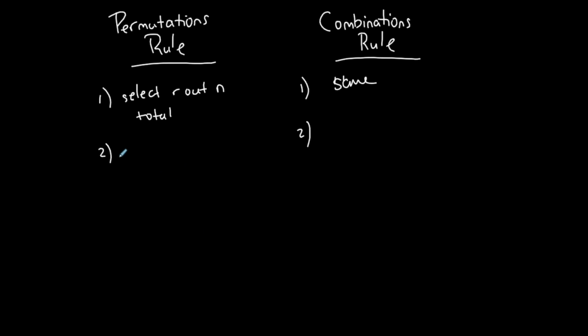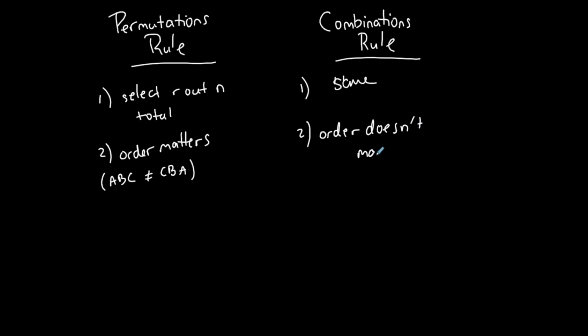For permutations, order matters. So, usually they say ABC is not the same as CBA. That means if I select 3 letters, A and then B and then C is a different outcome than C and then B and then A, even though they're the same 3 letters. The order in which they are selected matters. But for combinations, order does not matter. So I'm selecting a piece of the total. For permutations, order matters. For combinations, order does not matter.